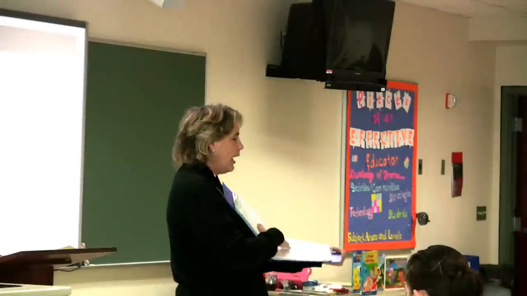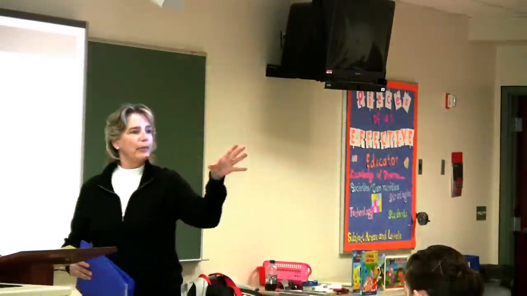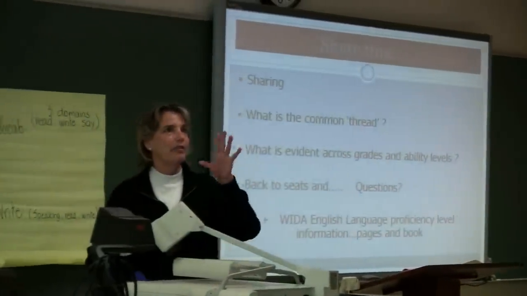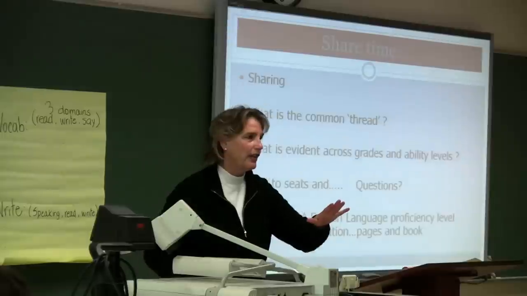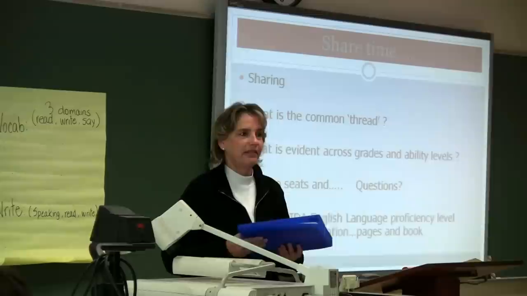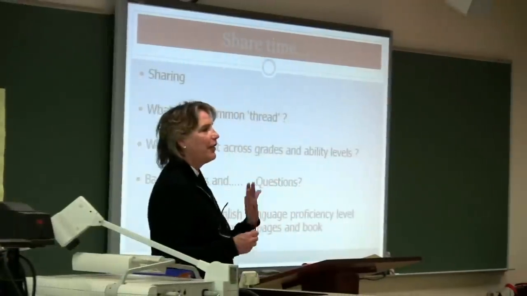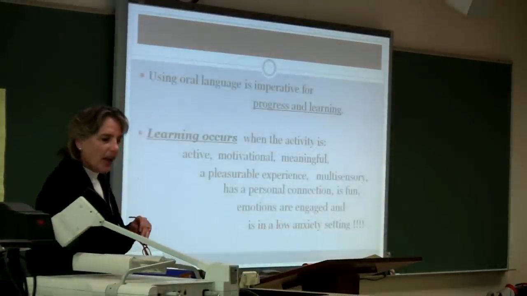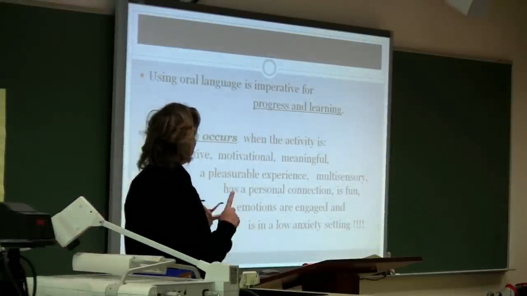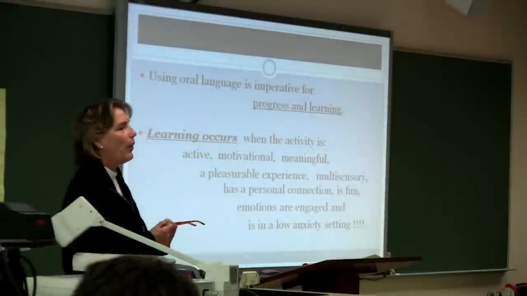The original one comes in college. But it tells you how to deal with the classroom and with the academics. It has the academics of social studies, the academics of math, the academics of science. So now you have this poor little fourth grader who's got to learn vocabulary in science, math, social studies, the social aspect of the classroom, rules, things like that. All within one school year. Okay, so keep this in mind. Language production, oral production is very, very important for a student to learn. It says learning occurs when the activity is active, motivational, meaningful, pleasurable experience, multi-sensory, and the personal connection is fun for the student, their emotions are engaged, and it's in a low anxiety setting.